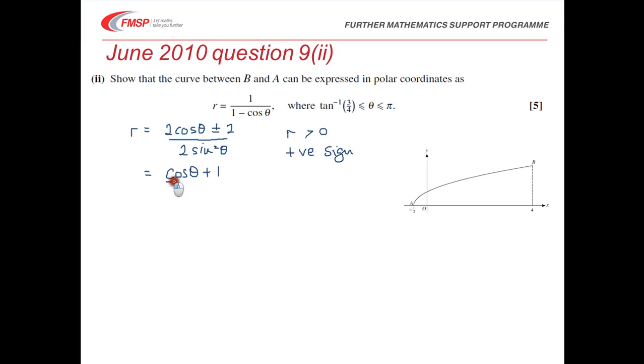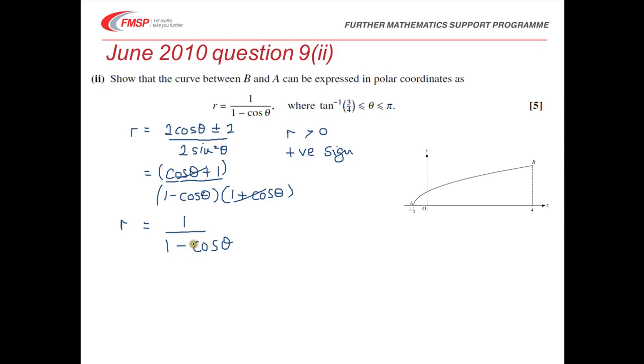So cos theta plus 1 on the top, and on the bottom line we have sine squared theta, but of course we know that sine squared theta is 1 minus cos squared theta, and we could factorise 1 minus cos squared theta using the difference of two squares to get 1 minus cos theta times 1 plus cos theta. And of course you can see now that we can divide top and bottom line by cos theta plus 1, and we end up with r equals 1 over 1 minus cos theta. So we have been able to do that.